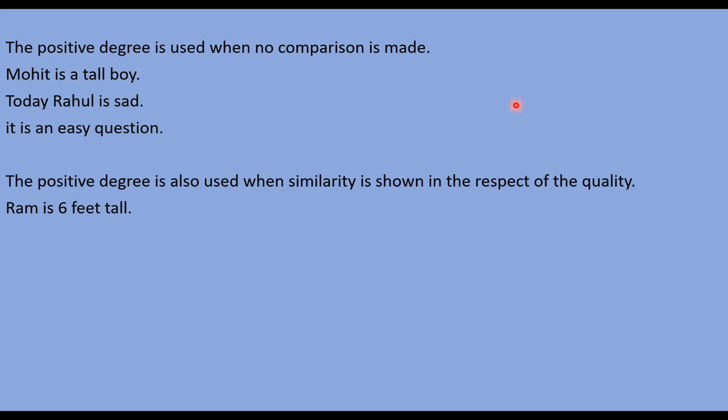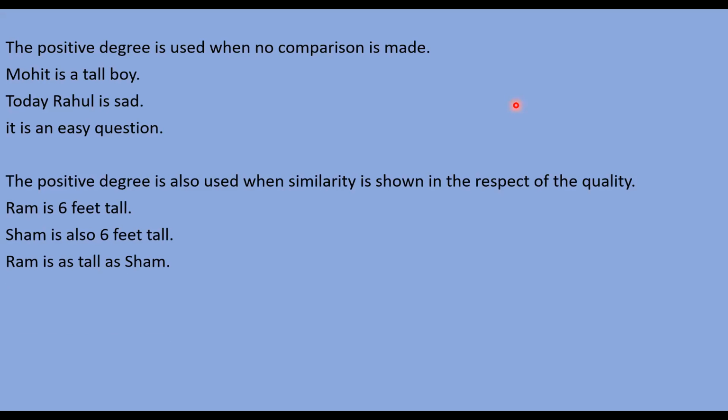Suppose there is a boy named Ram, and Ram is 6 feet tall. There is another boy named Sham, and Sham is also 6 feet tall. So you can say this point in this way: Ram is as tall as Sham. We are showing the similarity between Ram and Sham, and the quality is tallness, right? So as positive degree as, we can use this formation and show the similarity.